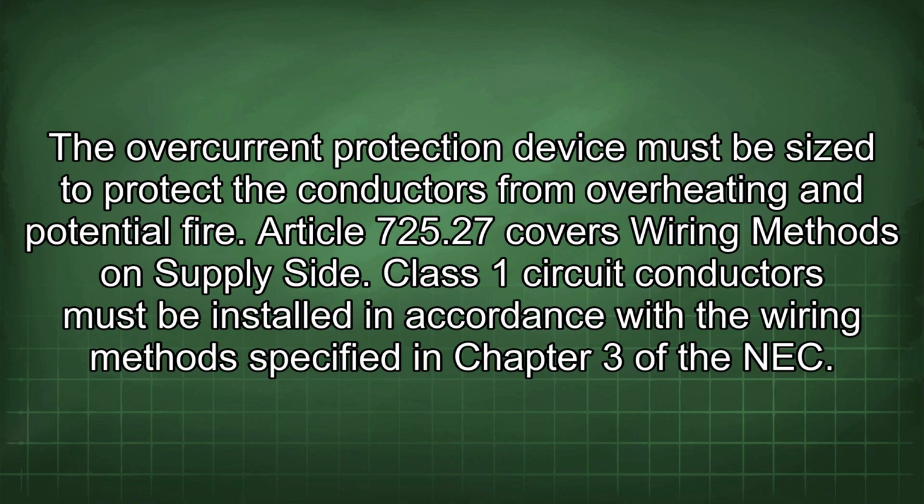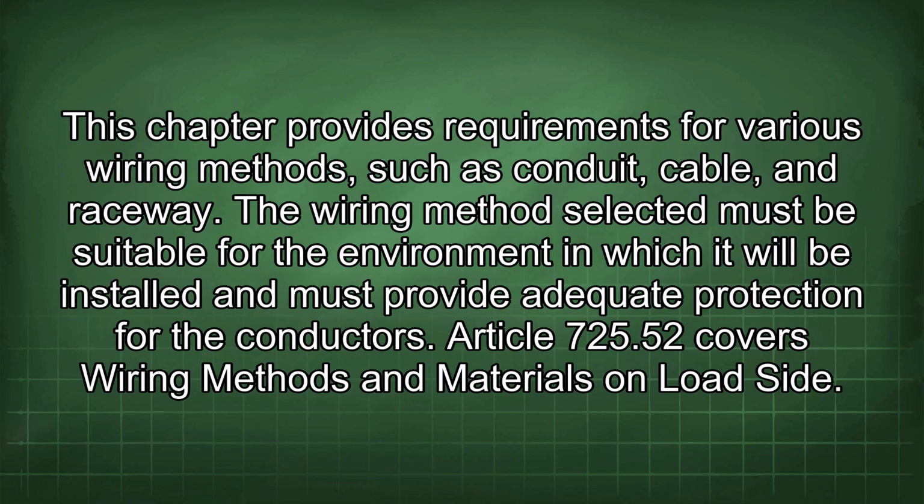Article 725.27 covers wiring methods on supply side. Class 1 circuit conductors must be installed in accordance with the wiring methods specified in Chapter 3 of the NEC. This chapter provides requirements for various wiring methods, such as conduit, cable, and raceway. The wiring method selected must be suitable for the environment in which it will be installed and must provide adequate protection for the conductors.